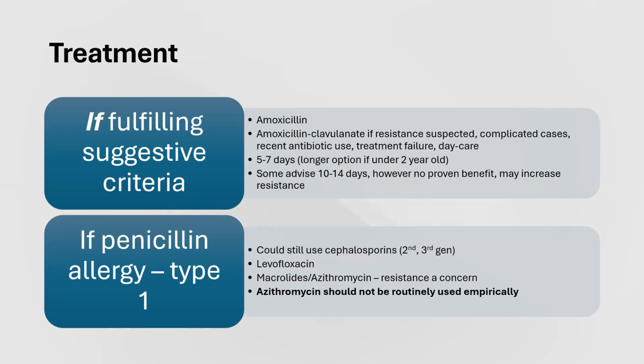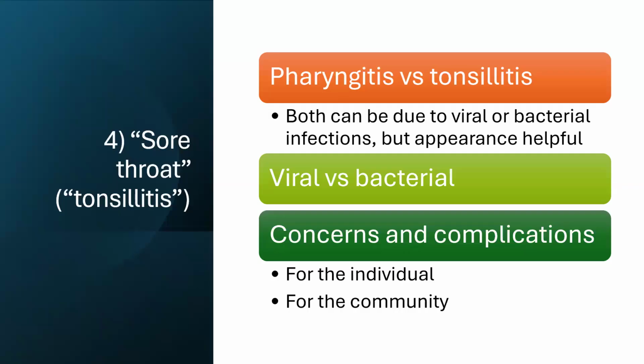And only if there's type 1 penicillin allergy suspected from the history should you consider using something different. You can use second or third generation cephalosporins. You can use levofloxacin because it actually comes in a syrup that would be taken by younger kids. Thinking of the macrolides and azalides, there is a concern for developing resistance and already resistance. So I just think azithromycin is used a lot these days, and I don't think there's enough evidence to say that this should be the first choice.